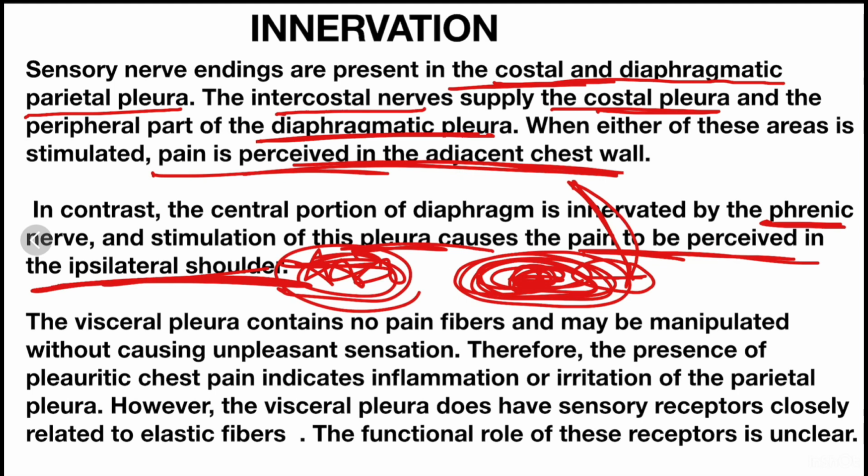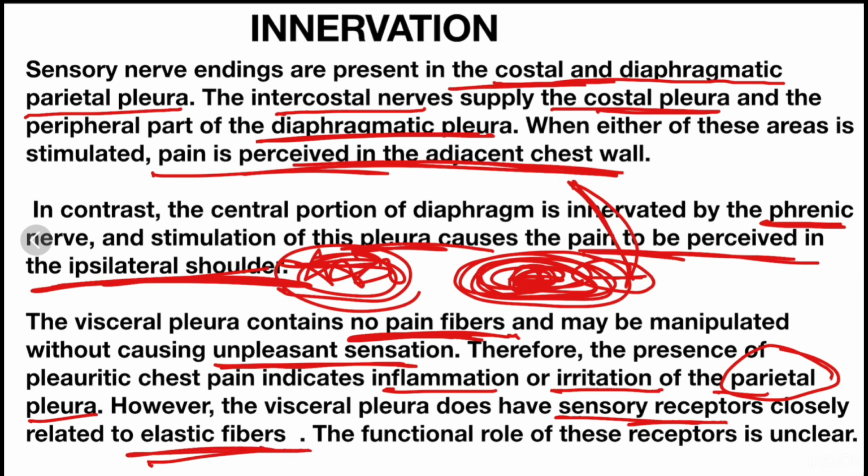The visceral pleura contains no pain fibers, very, very important, and may be manipulated without causing unpleasant sensation. So we can manipulate the visceral pleura without causing any unpleasant sensation. Therefore, the presence of pleuritic chest pain indicates inflammation or irritation of the parietal pleura only. They are telling that the visceral pleura has sensory receptors, but it does not have pain receptors. The visceral pleura has sensory receptors closely related to elastic fibers. The functional role of these receptors is not clear yet.